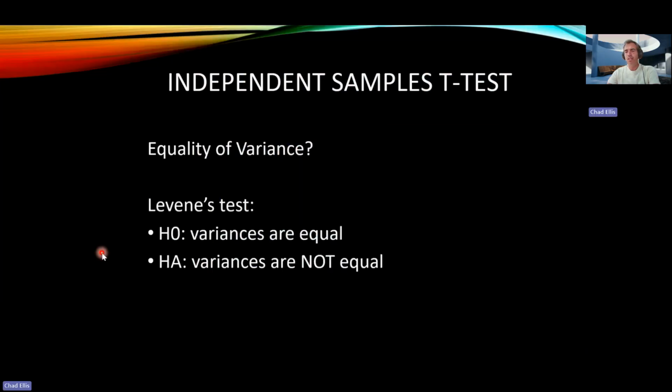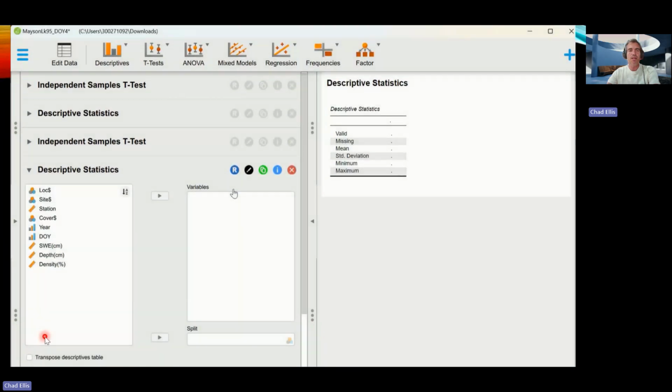Before we can do the independent samples t-test, we have to do something called a Levene's test, which tells us whether there is sufficient equality of variance between our two samples. For the Levene's test, the null hypothesis, the default, is that the variances are equal. Only if the Levene's test tells us to reject, we're going to conclude that the variances are not equal. So this is kind of like a hurdle you have to go through before you do the test itself.